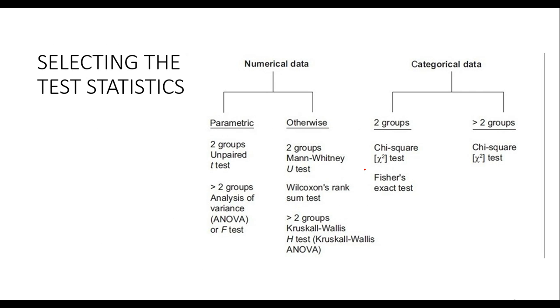Now we are looking at the test statistics. Suppose you are dealing with numerical data. Whatever data you have collected from samples is numerical in nature. So it is parametric. Parametric means it is scale or interval. Then, if there are two groups, we go for the two group unpaired t test. If there are more than two samples, we go for ANOVA or F test. ANOVA is analysis of variance.